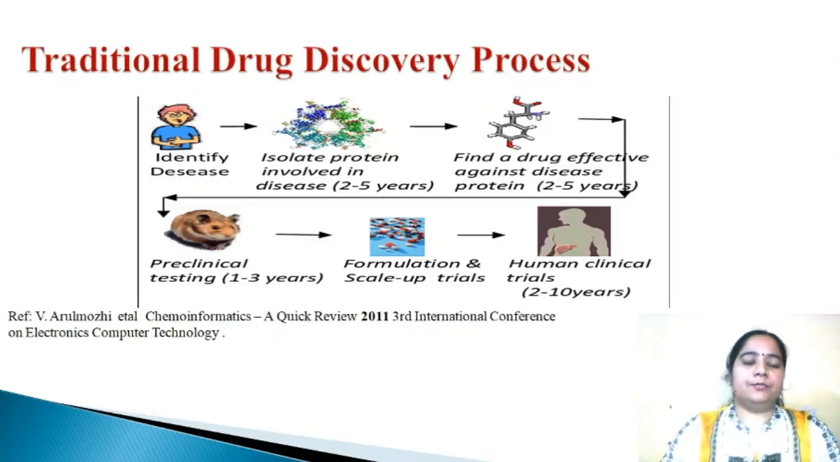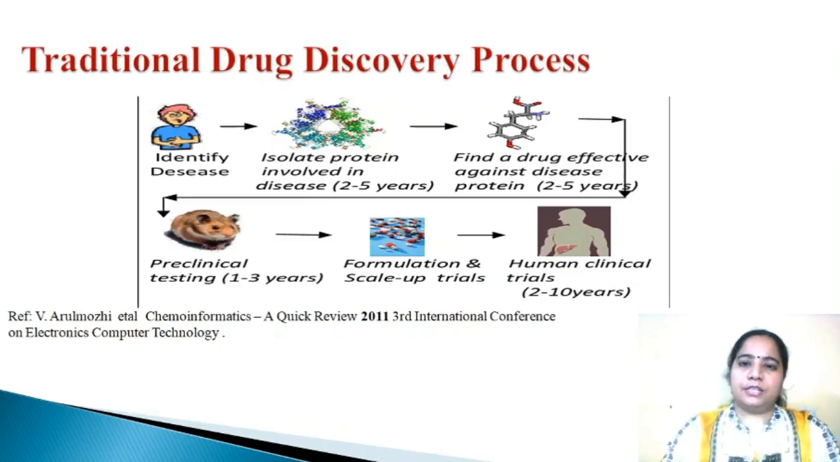First, the process involves the identification of the disease for which we want to design or discover a drug. Secondly, the disease may be due to the formation of a certain protein which has been mutated or a certain enzyme which is not working properly. This process involves 2 to 5 years of hard work. Then finally, a drug which is effective against the protein or the enzyme is isolated.